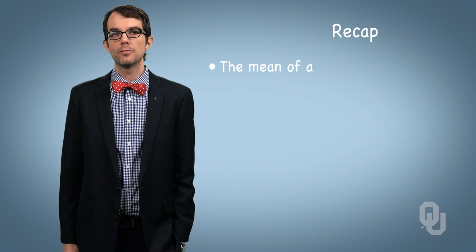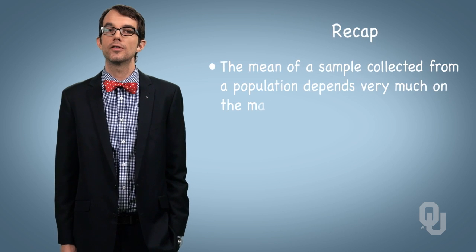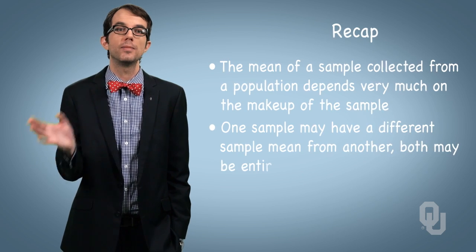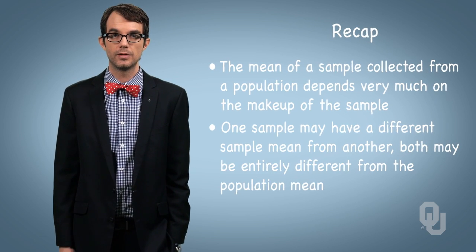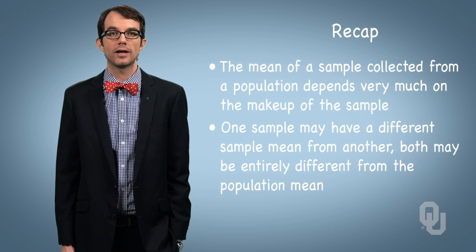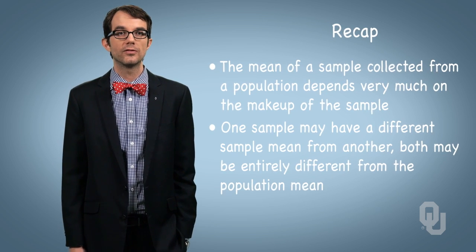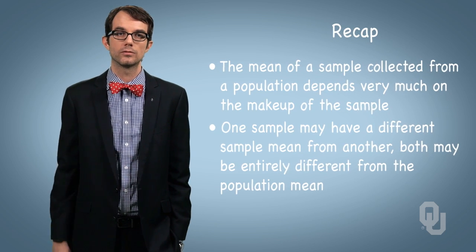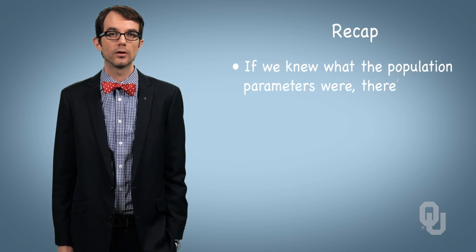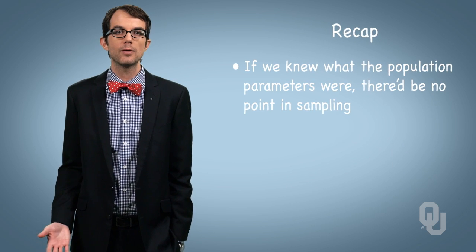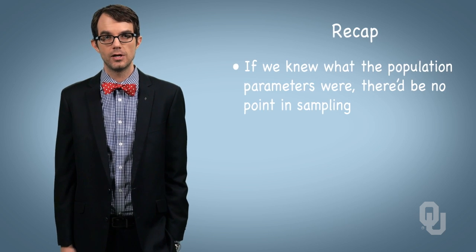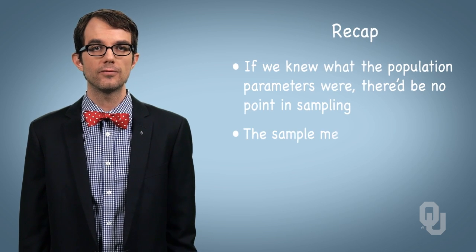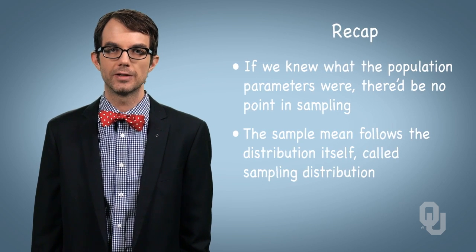We've seen that the mean of a sample collected from a population depends very much on the makeup of that sample. One sample may have a different sample mean from another, and both may be entirely different from the population mean. And that's the same for any sample that we might collect. In the small classroom of 5 students, we knew exactly what the population mean and standard deviation were, but in general, we won't. If we knew what the population parameters were, there'd be no point in sampling. We sample to try to figure out more about the population, so calculating a sample mean has big implications for us. As it turns out, the sample mean follows a distribution itself, and it's called the sampling distribution.